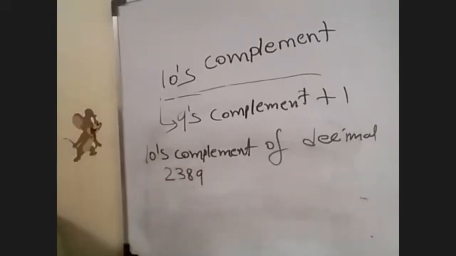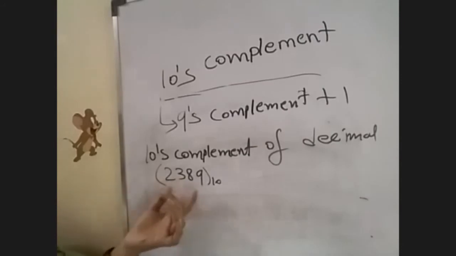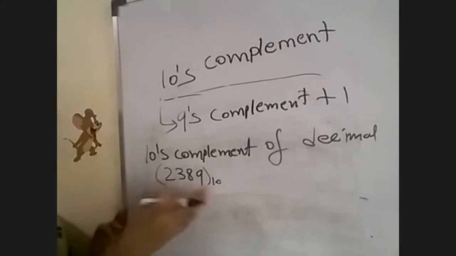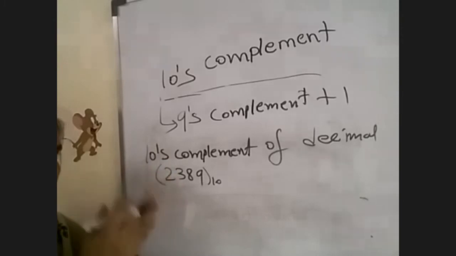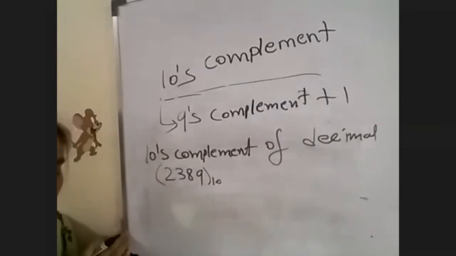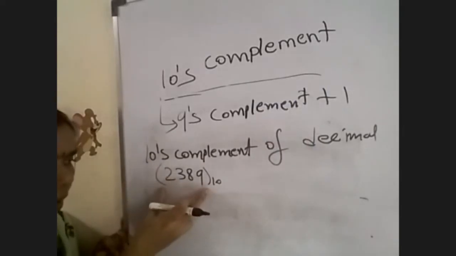2389. Find out the tens complement of decimal 2389. First you find the nines complement, then for that nines complement you add plus 1. That will be the tens complement. So first, for whatever value is given, you find the nines complement.